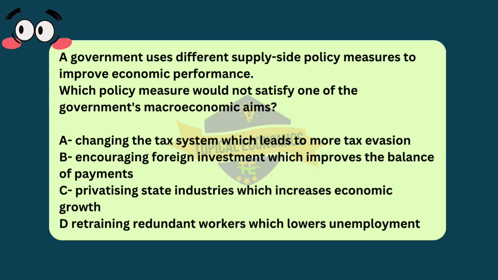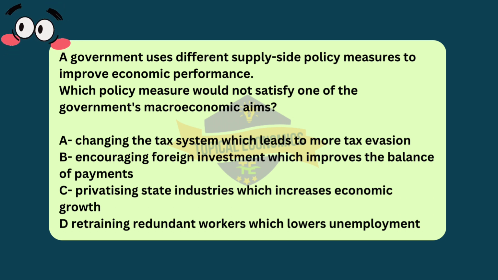Analyzing the other options. Option B, encouraging foreign investment, which improves the balance of payments, typically strengthens the balance of payments by attracting foreign capital, which can stimulate economic growth, increase productivity, and create jobs. This measure aligns with several macroeconomic aims, such as improving the current account balance, boosting GDP growth, and increasing employment. Therefore, it is a positive policy measure that would help achieve macroeconomic objectives.